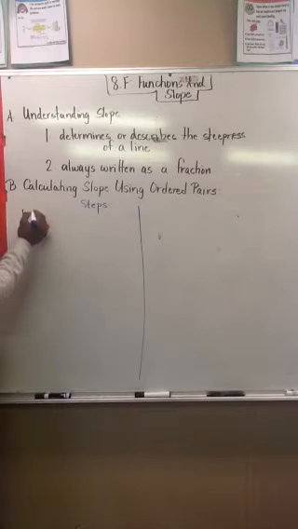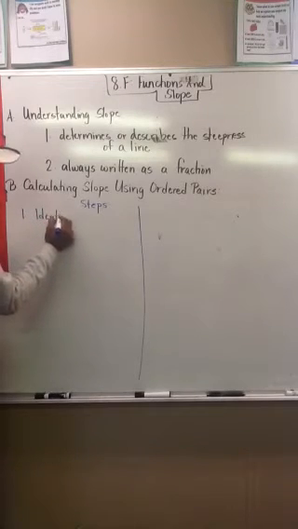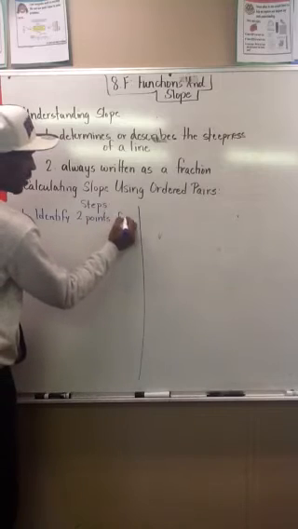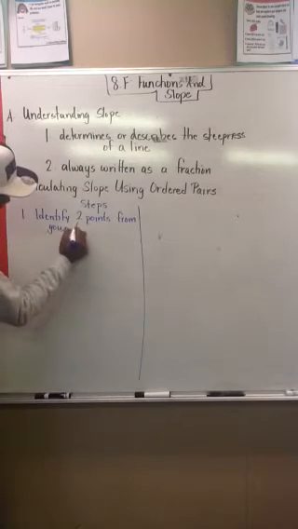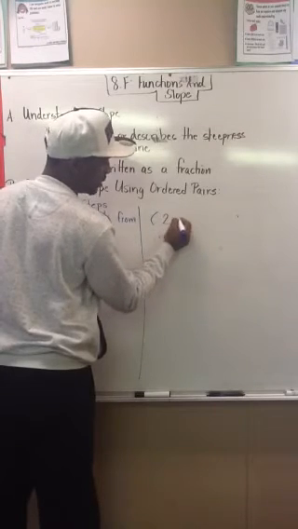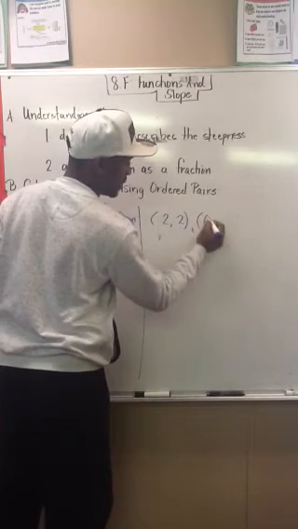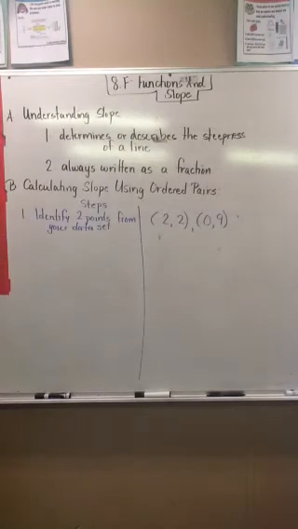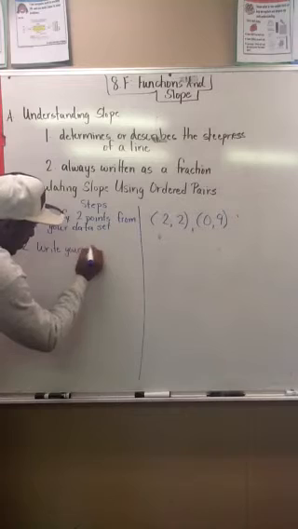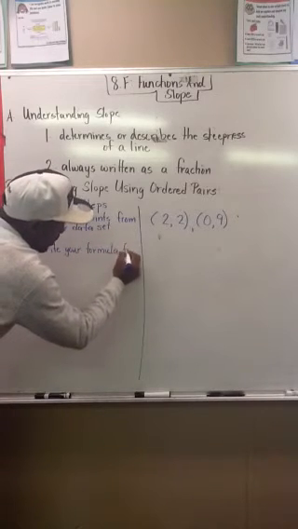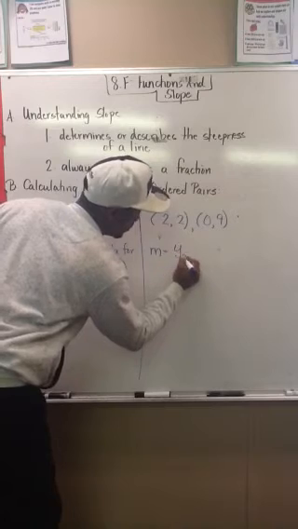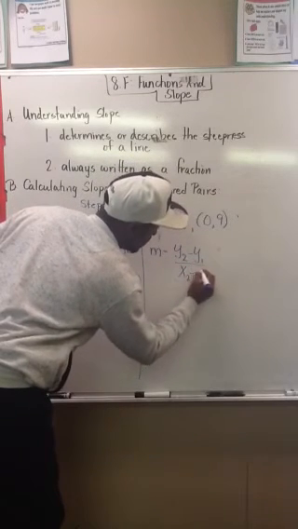Okay, so step 1 is to identify 2 points from your graph or from your data set. Let's say from your data set. So say we're going to use points, and I'm going to make them small, (2, 2) and (0, 9). Okay? Step 2, write your formula for slope. Okay? So slope is m equals y2 minus y1 over x2 minus x1.